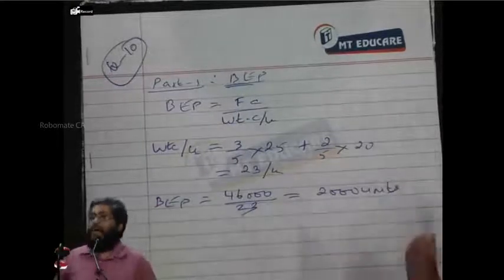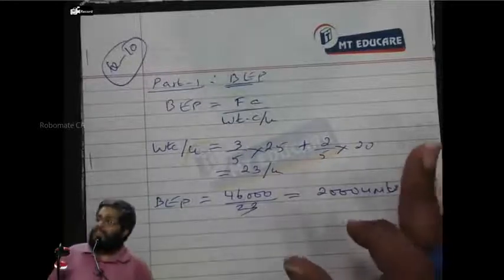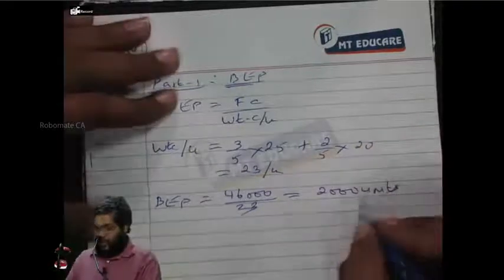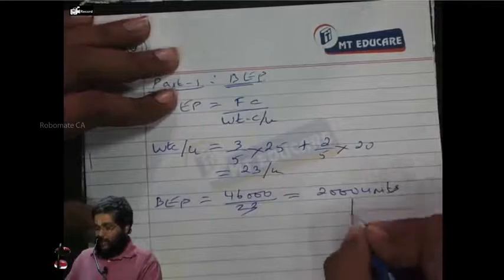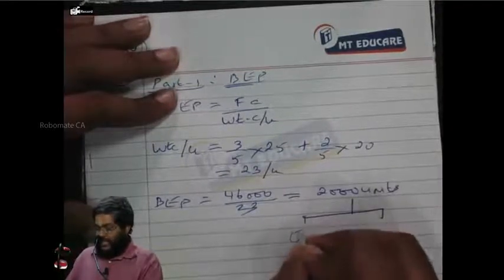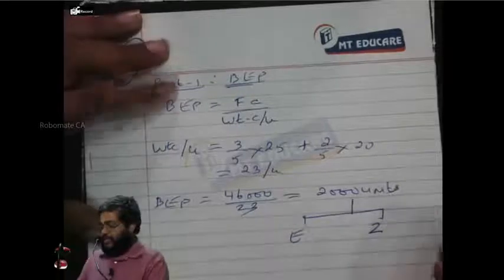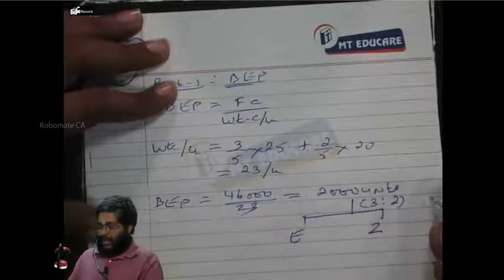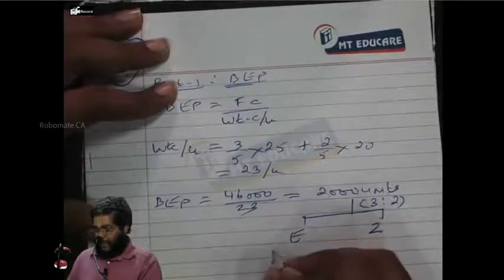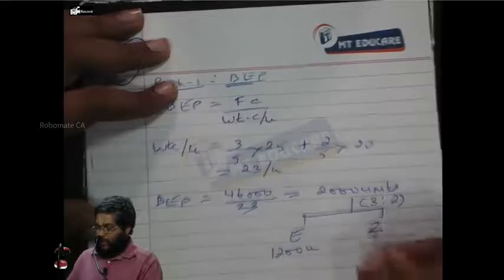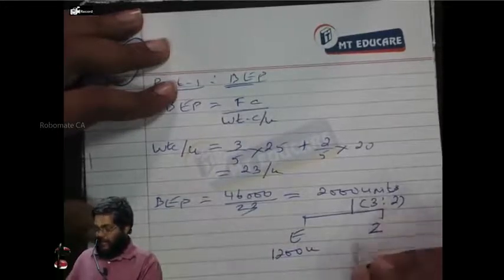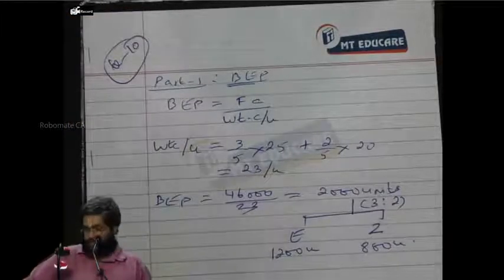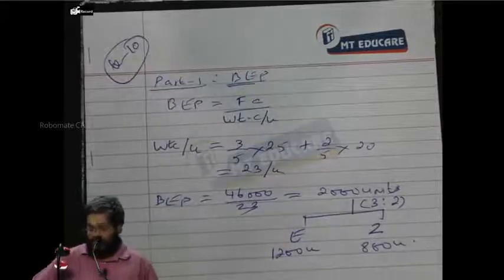2,000 units of E, or 2,000 units of Z, or E and Z? Can I say equally 1,000 each? No. In what ratio? 3:2. So just don't stop with 2,000. Branch it into what? 2. What are the two branches? E and then Z. In brackets write the ratio 3:2. What is 3 by 5 into 2,000 units? It gives how much here? 1,200 units of E. And then what is for Z here? 800 units of Z.